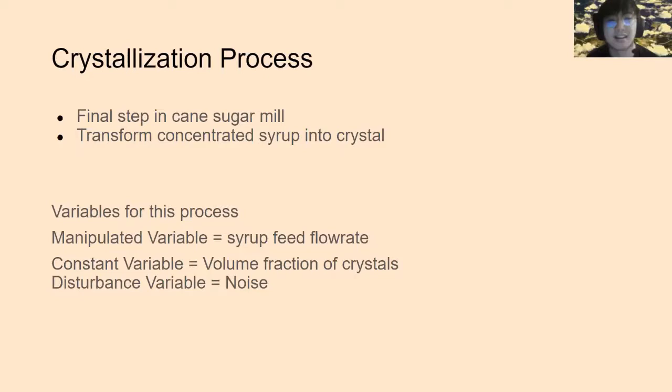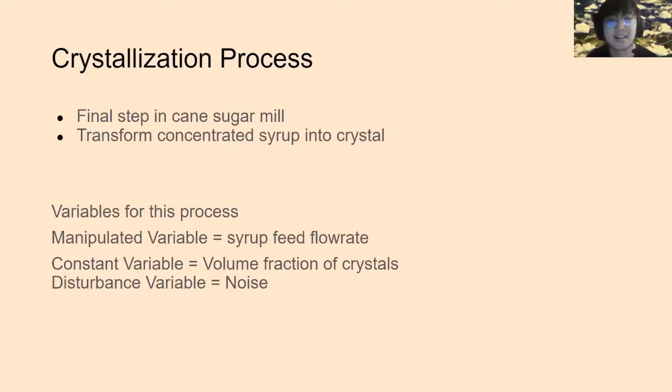The manipulated variable is the syrup feed flow rate, the constant variable is the volume fraction of crystals, and the disturbance variable is noise. The reason why the syrup feed flow rate was manipulated is because if it's not achieved at a high flow rate, the crystal content remains low and the end sugar crystals wouldn't become as viscous as needed per requirement in the industry.